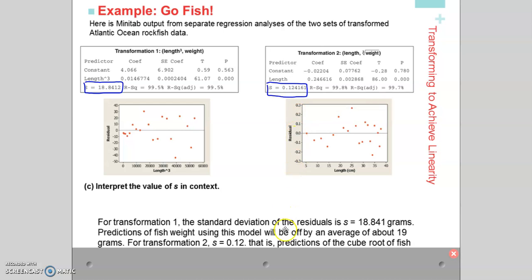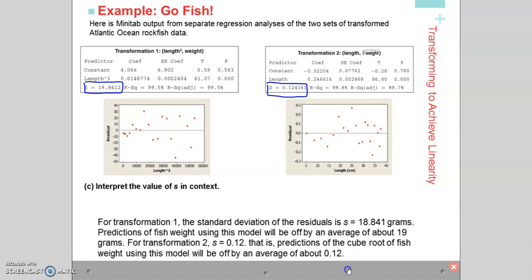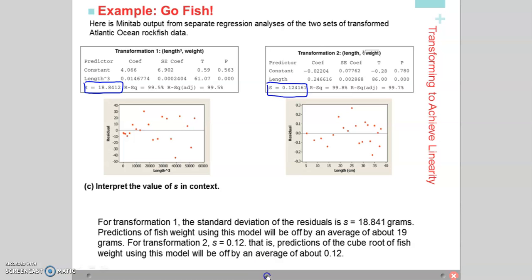Now for transformation 2, it's just slightly different. So for transformation 2, S is 0.12. Okay, that is predictions for, notice the difference here, predictions for the cubed root of fish weight will be off by an average of about 0.12. It doesn't mean that this one is way better than this one, because they're actually predicting different things. This one is predicting weight, this one is predicting cubed root of weight. So when you interpret S in this one, make sure you're clear that this number is what predictions for the cubed root of a fish's weight will be off by on average.